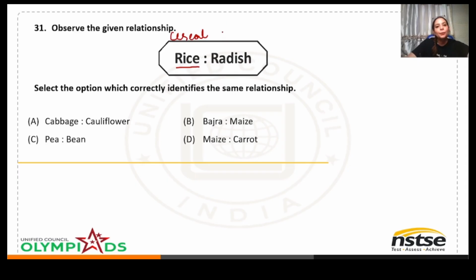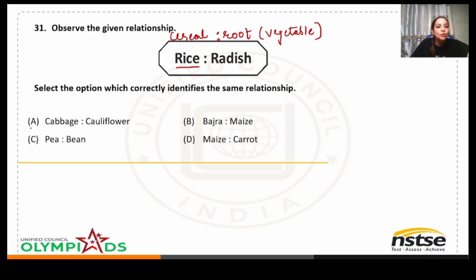And radish is obtained from the part of the plant that is root. It is actually a root of the plant. Now we need to select the same option, or we can write radish as a vegetable also. We don't know which relationship we have to use. So cereal, radish obtained from the root, and it's a vegetable. Now select the option which correctly identifies the same relationship. Maybe cereal to root or cereal to vegetable.